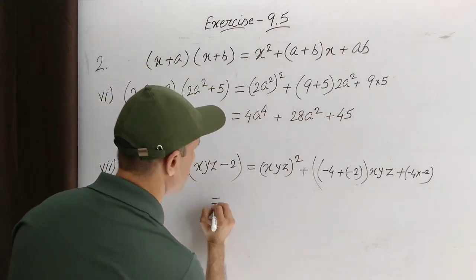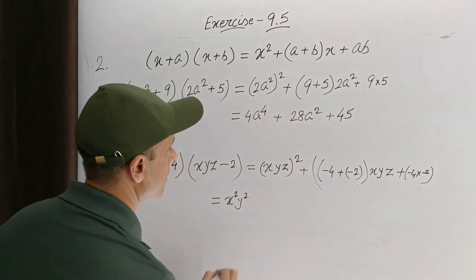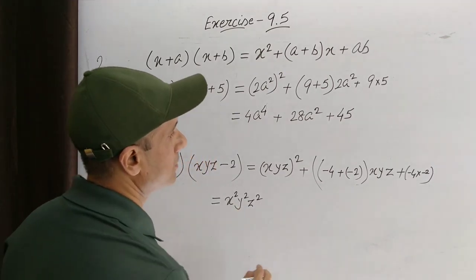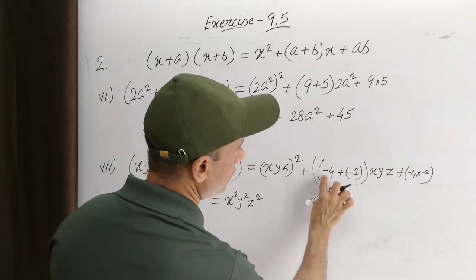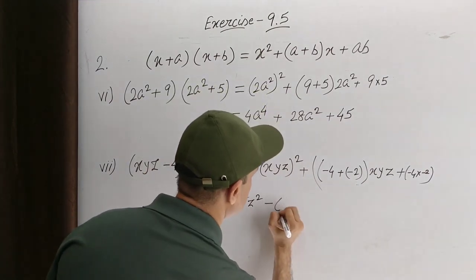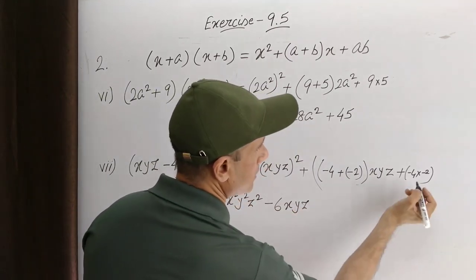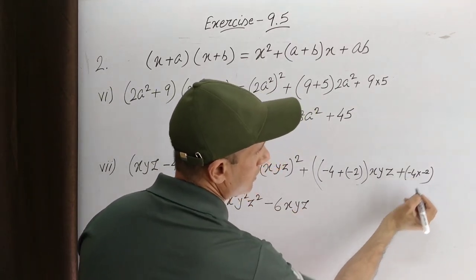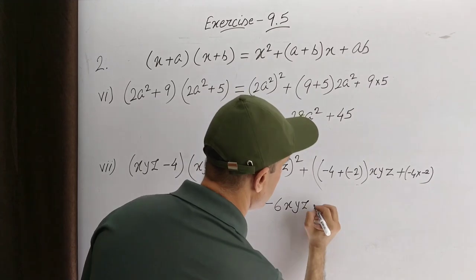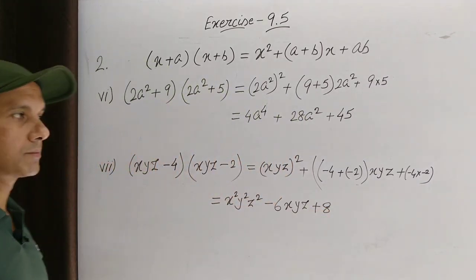So we have the result as x square, y square, and z square. Here is minus 4, minus 2 is minus 6. So minus 6 x, y, z. Here minus 4 into minus 2 is plus 8. Clear?